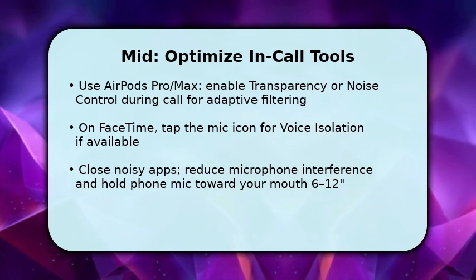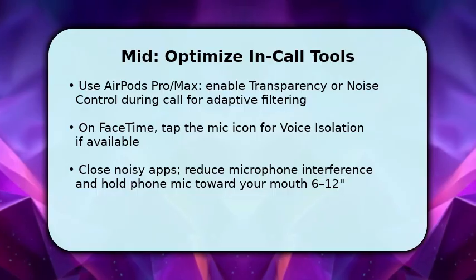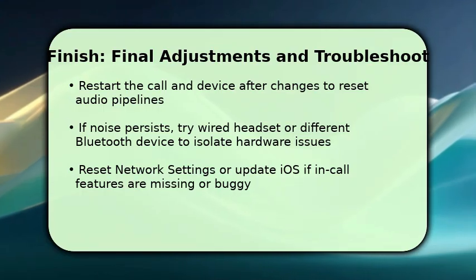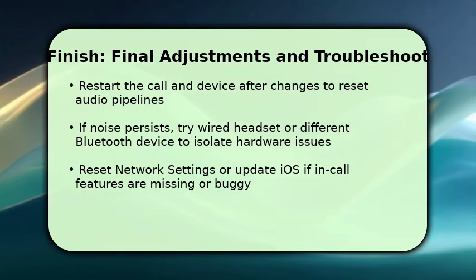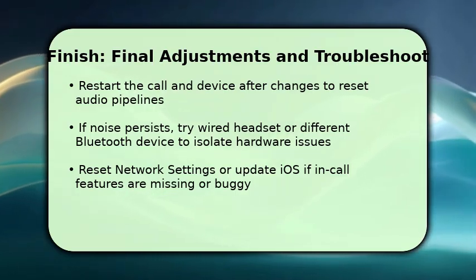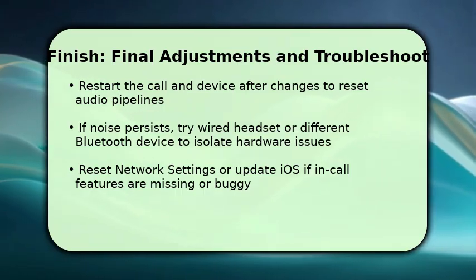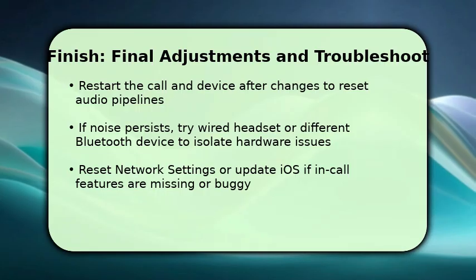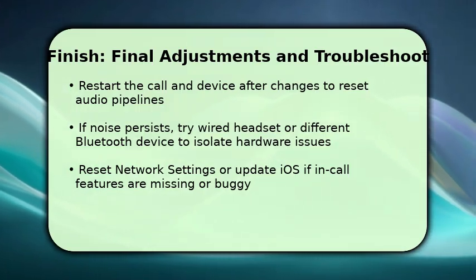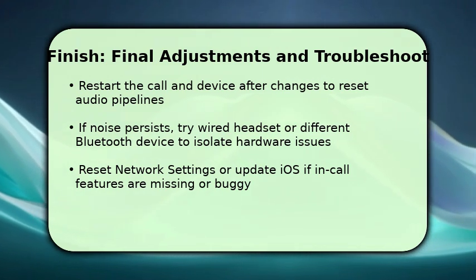This reduces background pickup, and to finish, restart the call, and if needed, the iPhone so audio processing restarts with your new settings. If background noise still bleeds through, swap to a wired headset or another Bluetooth device to determine whether hardware or software is at fault. Make sure iOS is up to date. If features are missing or unstable, update or reset network settings as a last resort because corrupted profiles can block in-call audio options. One tip: test in a quiet room to separate environmental issues from device problems.